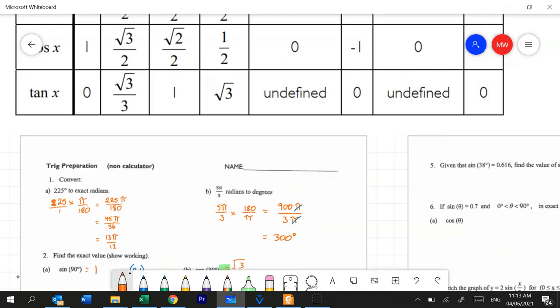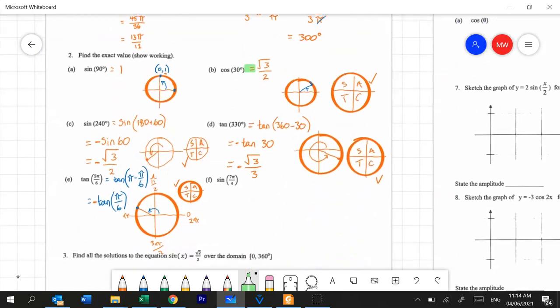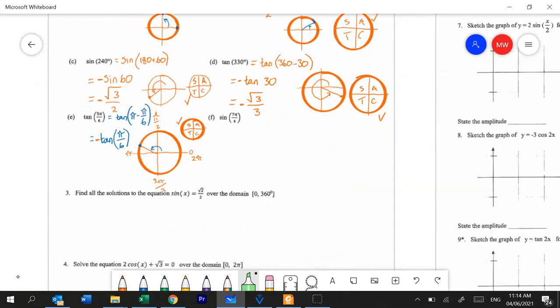And then we go looking for tan pi over 6, which we also know is 30 degrees, and we get √3 on 3, and that's a negative answer.